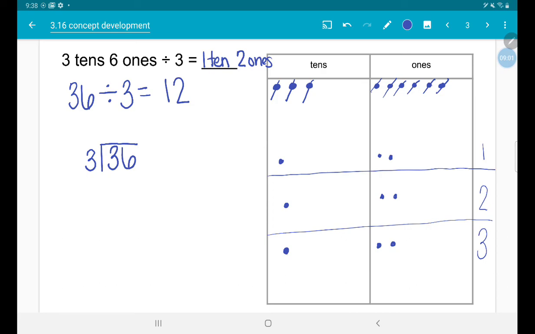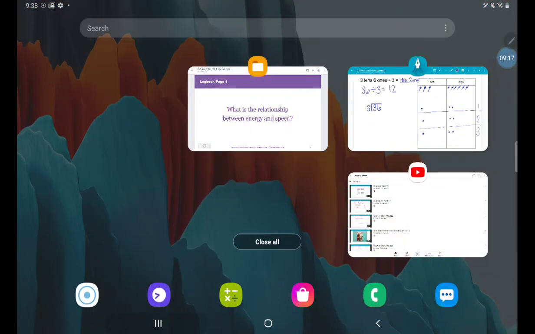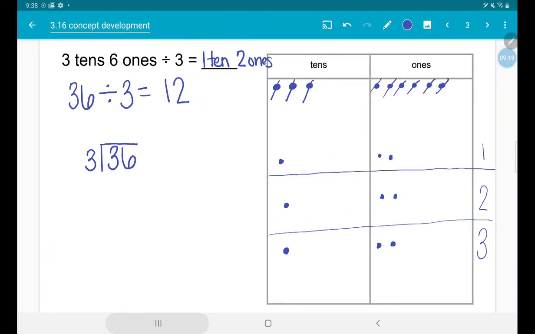Alright, so when we were dividing on our place value chart, what did we divide first? The 10s. So I'm only looking in my 10s place value right now. I have 3 10s to put into 3 equal groups. How many would be in each group? 1. So that goes right on top of the 10s place value, right over the 3.